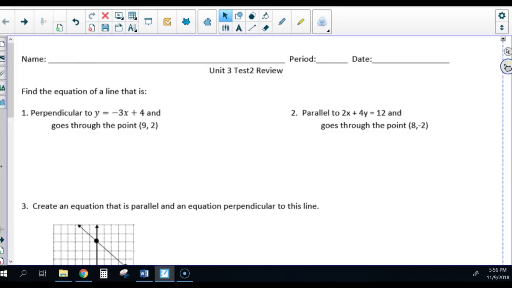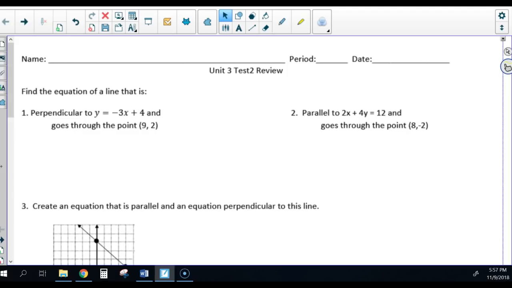Unit 3, Test 2, Review. Parallel and perpendicular lines, we have direct variation, and we have arithmetic sequences, or the nth term of a pattern.